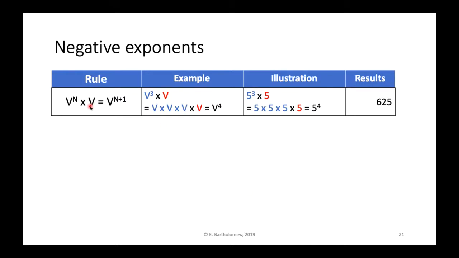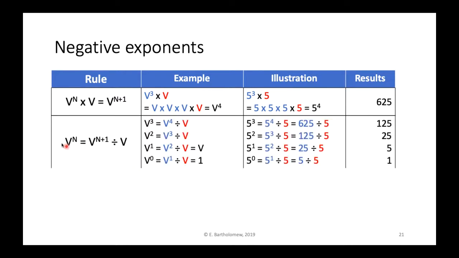So let's look at this. v to the n times v is always equal to v to the n plus 1. In other words, if we have v cubed times v, that's the same as 3 v's times 1 v, which is 4 v's, so that's v to the 4th. And this is what it would look like numerically using 5.